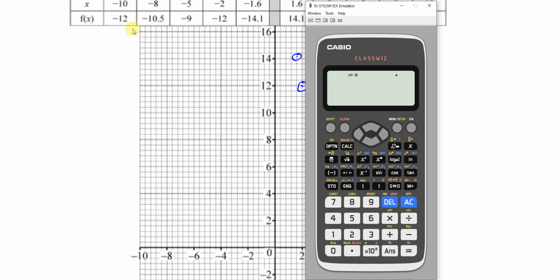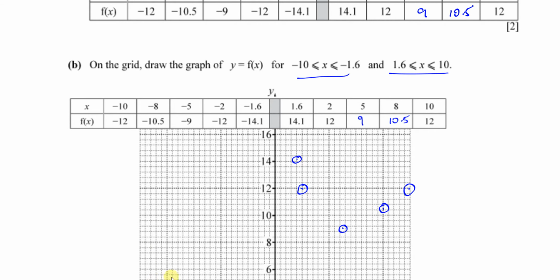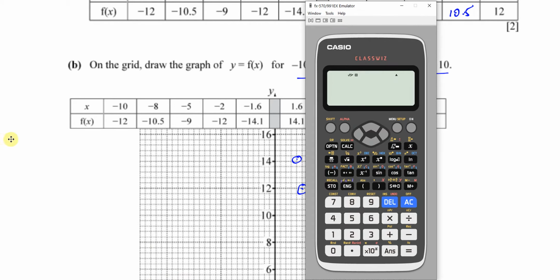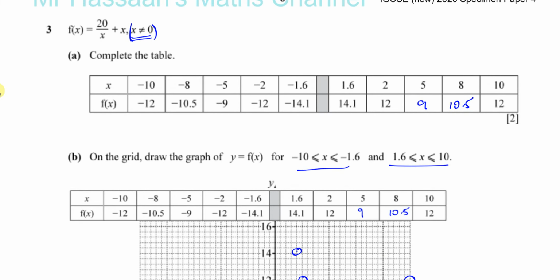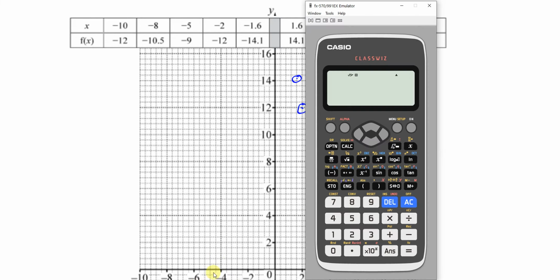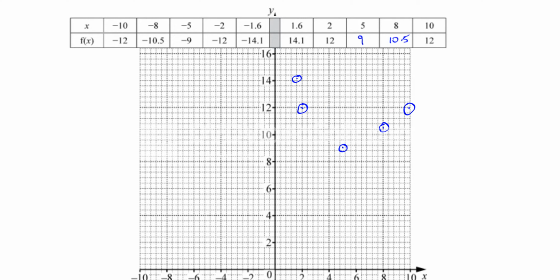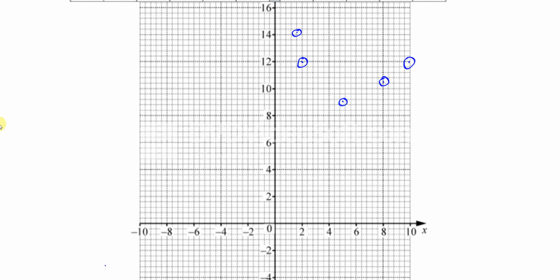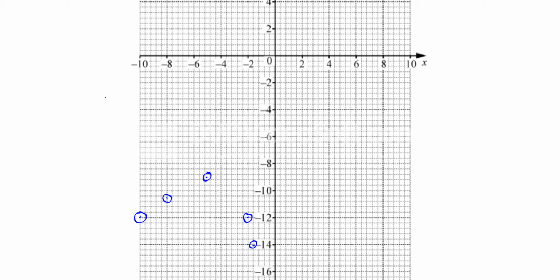So if you put minus 3 inside the formula, what was the formula again? It was 20 over x plus x. 20 over x plus x. So I'll put 20 over 3, and it'll be the same thing for minus 3, but negative. 20 over 3 plus 3. That gives you 9.67, 9.7, let's say. So when you've got minus 3, you're going to have minus 9.7.